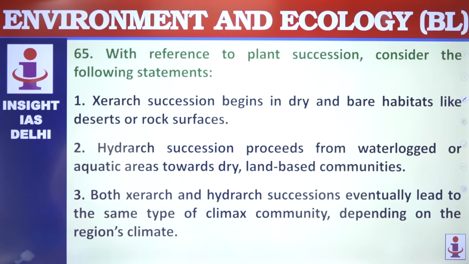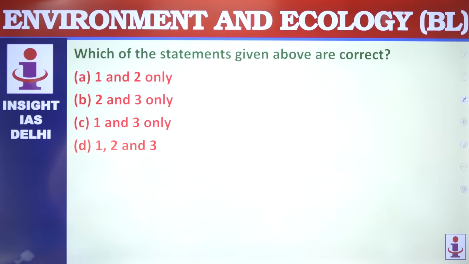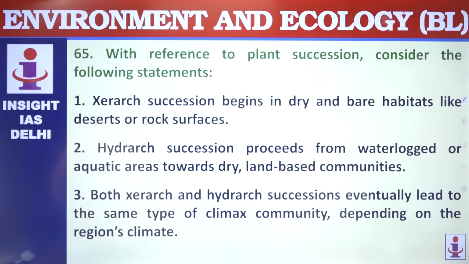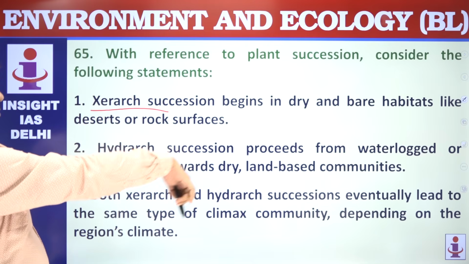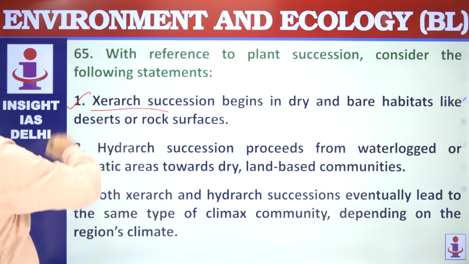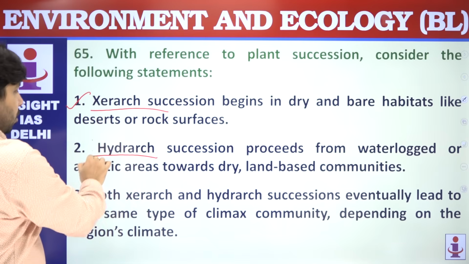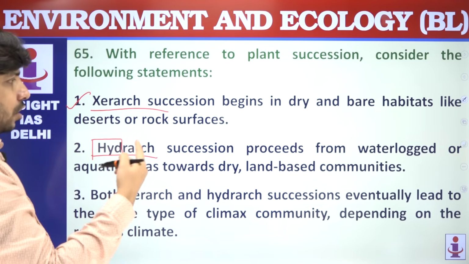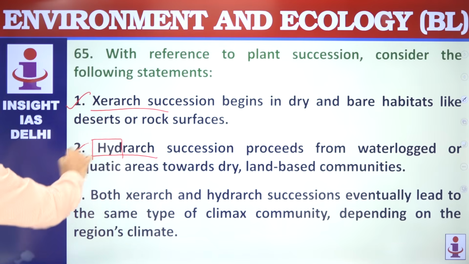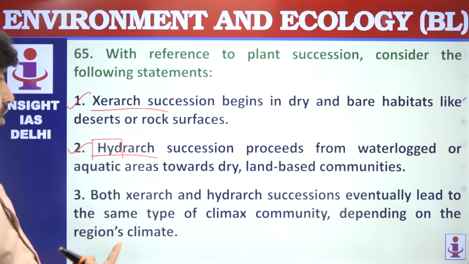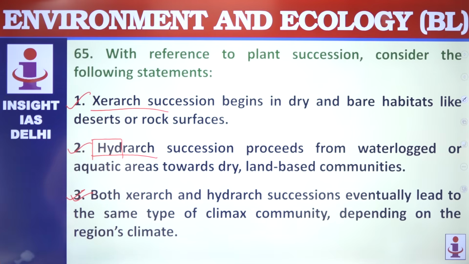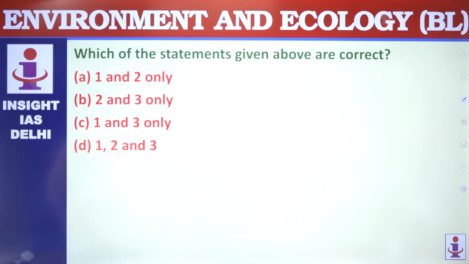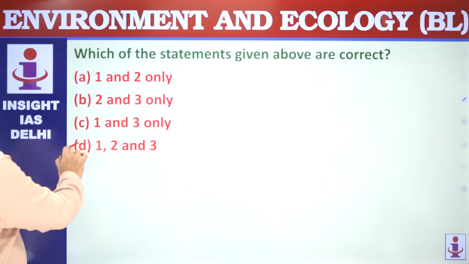Question regarding plant succession. Three statements are given and it asks you to identify the correct ones. Xerarch succession begins in dry and bare habitats like deserts. Yes, correct. Hydrarch, so related to water, waterlogged habitats. This is also correct. Both successions eventually lead to the same type of climax community. Yes, both eventually lead to the same type of climax communities. So all three are correct. Option D is your correct answer.